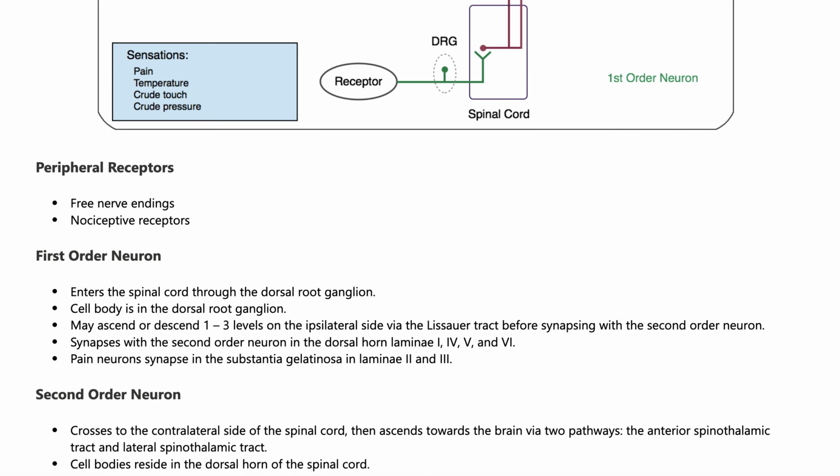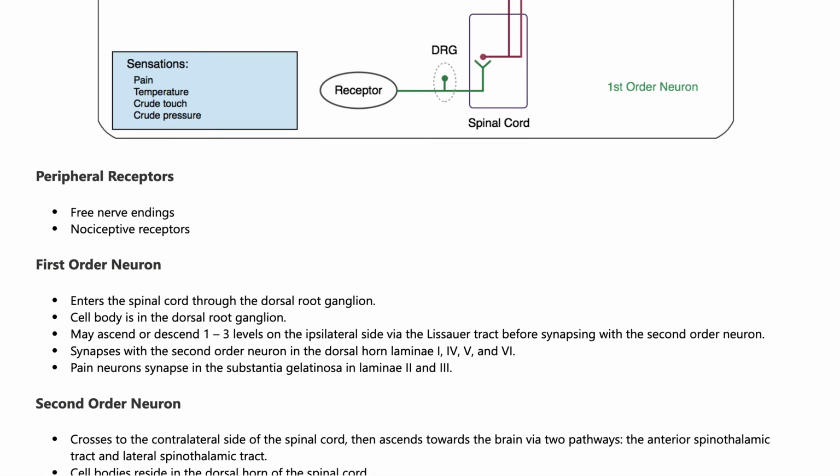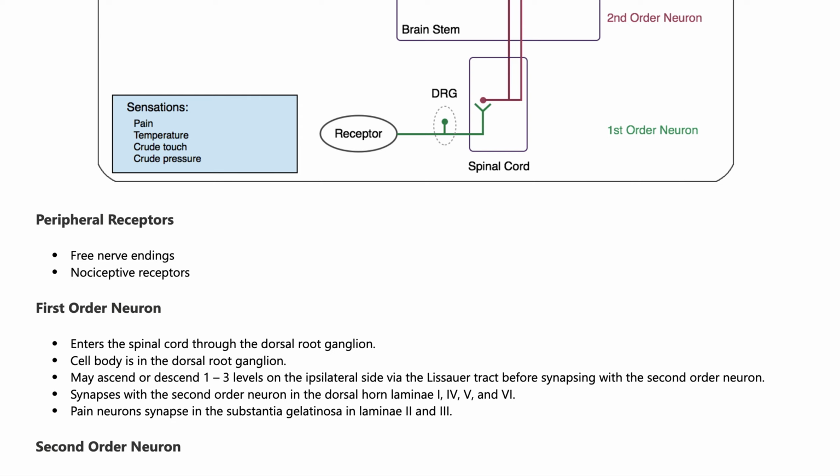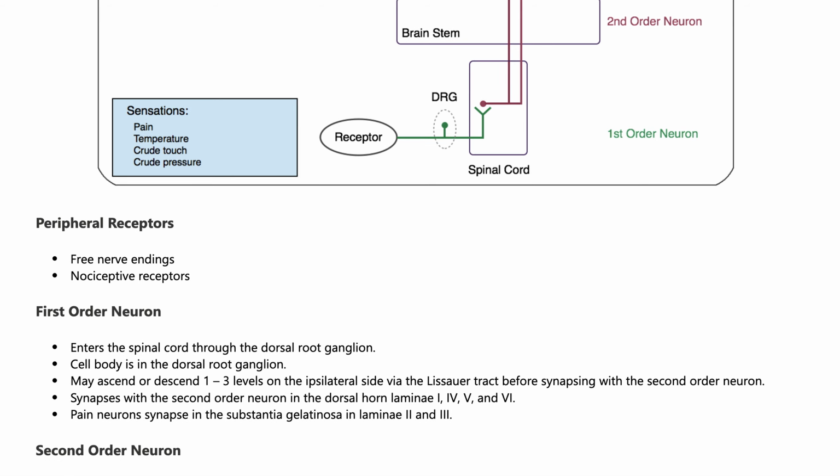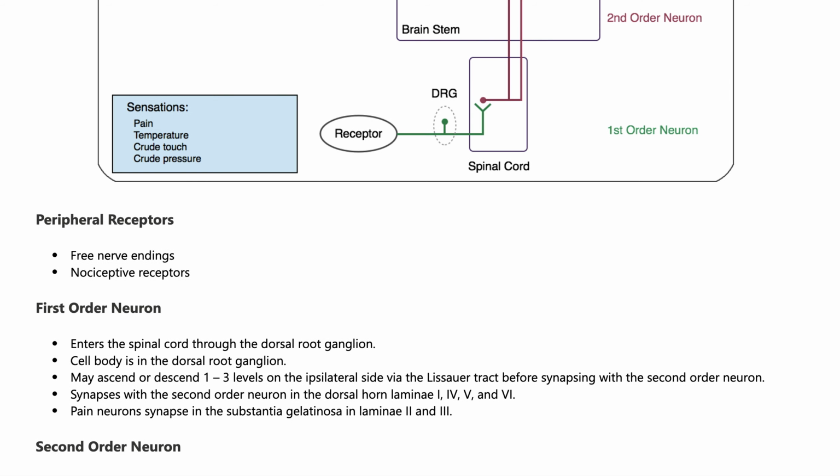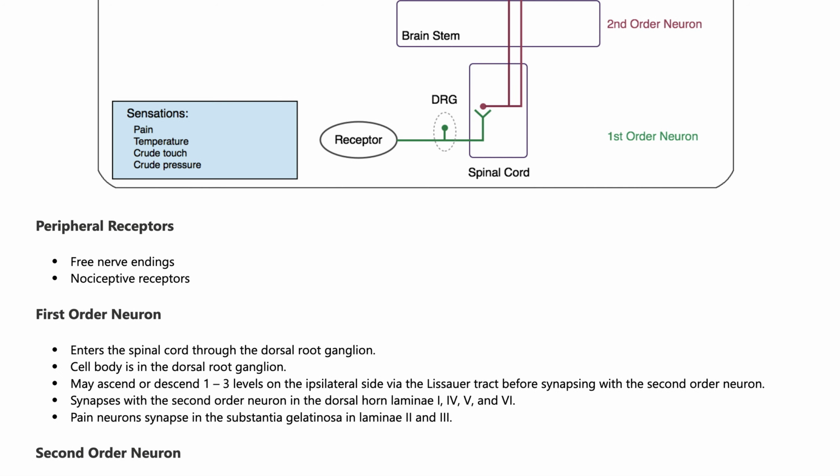Peripheral receptors are free nerve endings and nociceptive receptors, and the first order neuron enters the spinal cord through the dorsal root ganglion. The cell body is in the dorsal root ganglion, and it may ascend or descend 1 to 3 levels on the ipsilateral side via the Lissauer tract before synapsing with the second order neuron. It synapses with the second order neuron in the dorsal horn laminae 1, 4, 5, and 6. Pain neurons synapse in the substantia gelatinosa and lamina 2 and 3.